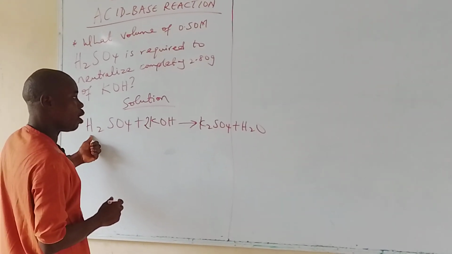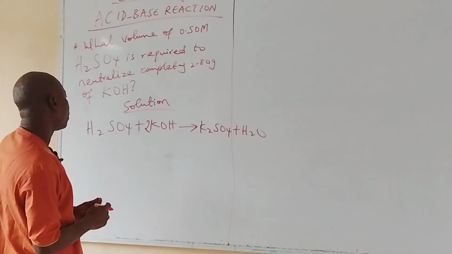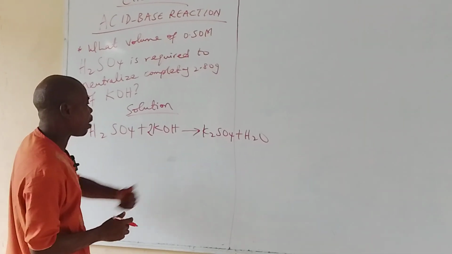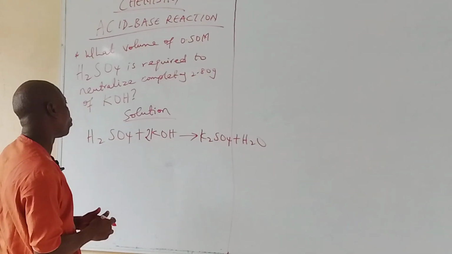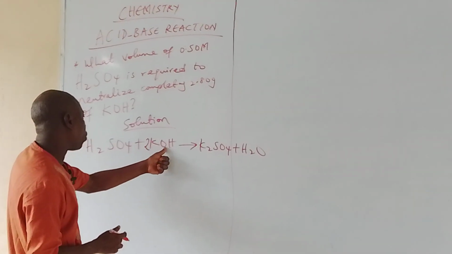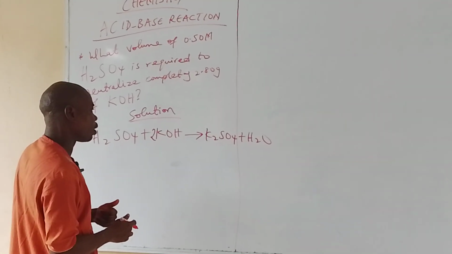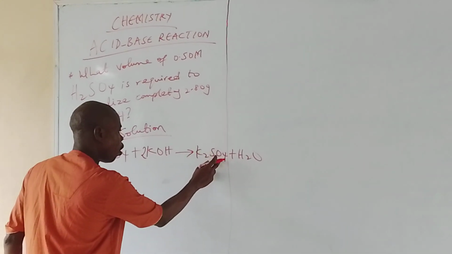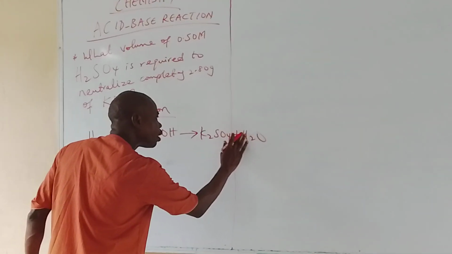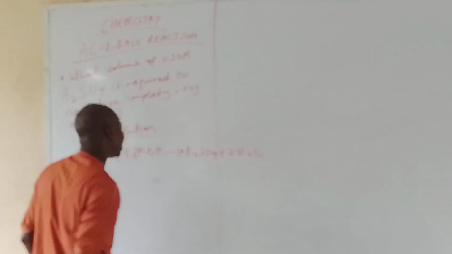2 hydrogen on the reactant, 2 hydrogen on the product. 1 sulfur on the reactant part, 1 sulfur on the product part. 4 oxygen here, and 2 times 1, that is 2. Adding 4 and 2 gives 6 oxygen. So I'm having 4 oxygen here, which means I'm still going to put 2 here. So that is 2H2O.